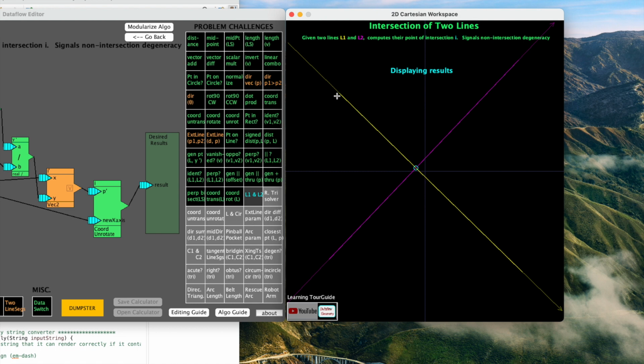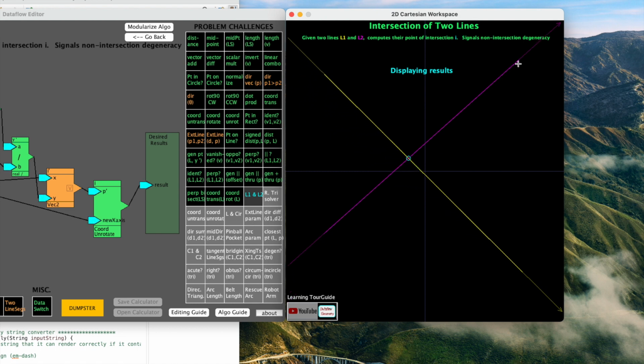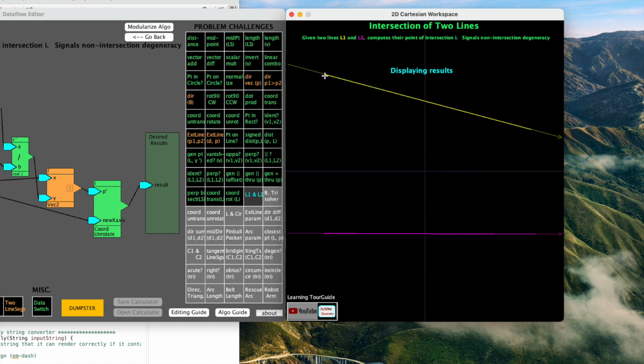So again, this is a major accomplishment, and the one thing you would want to additionally test before leaving this testing phase here is to just set up your two input lines as being parallel to one another. I know it's a little tricky, takes some eye-hand coordination, and there we have it. So our degeneracy is being reported.